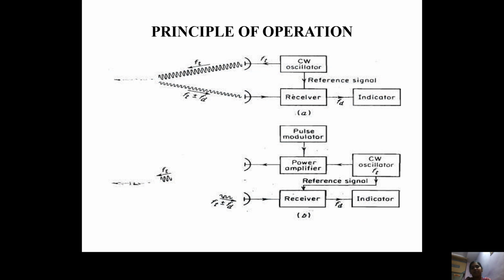And this is the working principle. These are the two block diagrams which indicate the working principle and operation of the moving target indication or pulse Doppler radar. There are two figures. Figure A represents the continuous wave radar which you have studied earlier. Looking at the block diagram of the continuous wave radar, it contains simply three blocks. One is the continuous wave oscillator, which generates the signals.